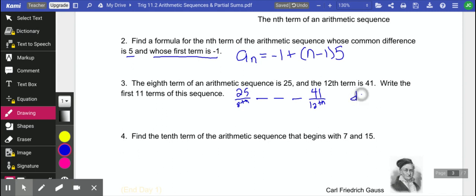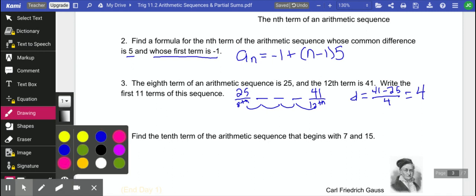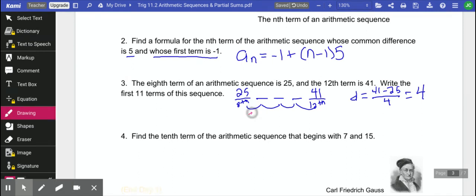So to find the common difference, we are going to take the difference. We're going to take 41 minus 25. But we have to see how many times did we skip. We went 1, 2, 3, 4. So we need to divide this by 4 because we've done the common difference 4 times. So when we do that, that's going to give us 16 divided by 4. So our common difference is 4. And let's check that, okay? If our common difference is 4, if we add 4, that'll give us 29. And then add 4 again. And then add 4 again. And add 4 again. Yep, that works.